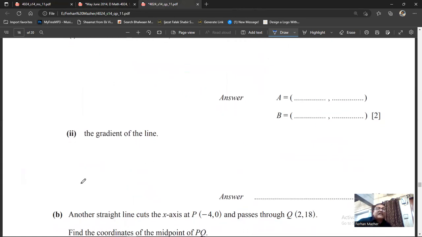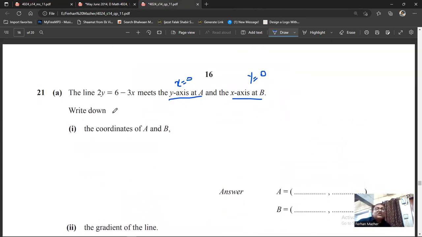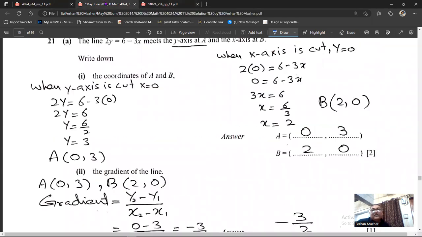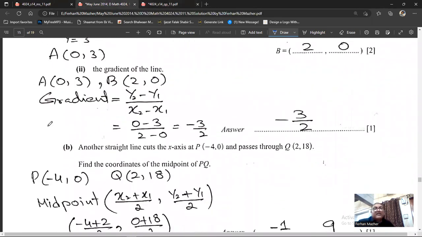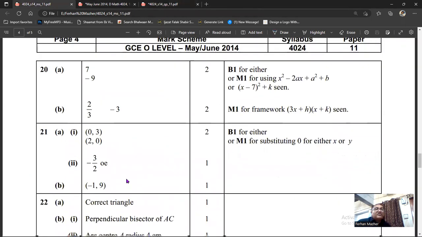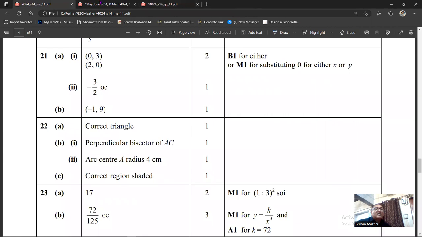Then the question is, find the gradient of the line. I know the coordinates of A and I know the coordinates of B, and they want me to find out the gradient. The formula is y2 minus y1 divided by x2 minus x1. Simply put the values. So it will be 0 minus 3 divided by 2 minus 0, which is minus 3 by 2. So minus 3 by 2 is my answer. Minus 3 by 2 is the right answer, sir.